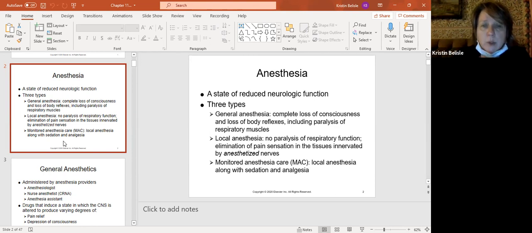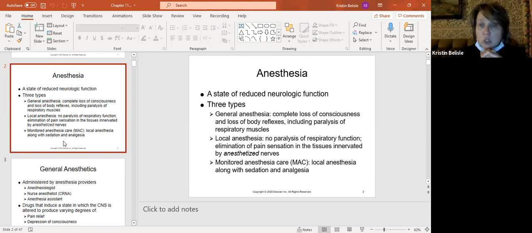Anesthesia has three types. We've got general anesthesia, which is complete loss of consciousness and loss of body reflexes. This includes the paralysis of the respiratory muscles. So if you get general anesthesia, you're going to be intubated and ventilated. You have to be, because you cannot breathe for yourself. With general anesthesia, we know they're going to have a breathing tube and be ventilated because it paralyzes everything. Everything goes to sleep.